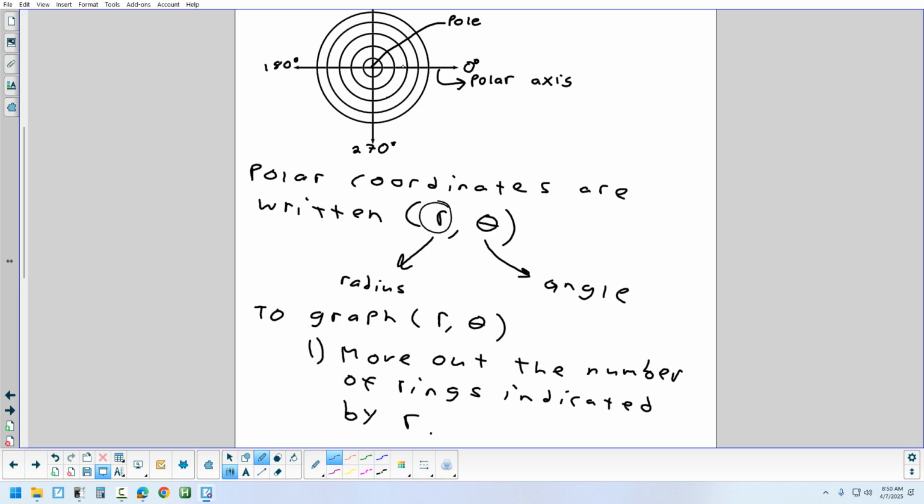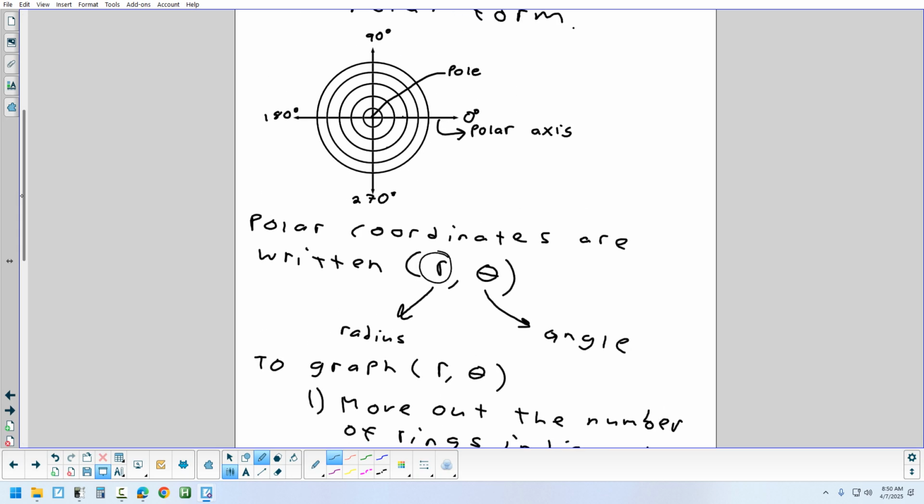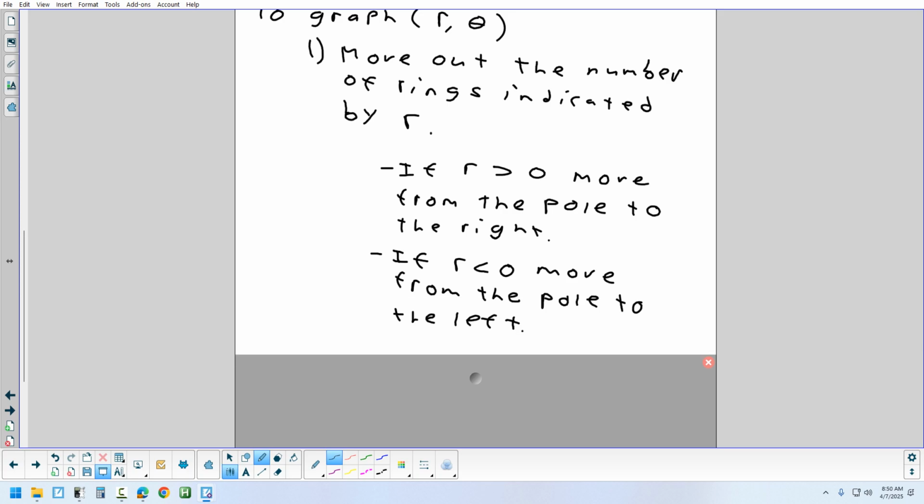Wait, so how could it go negative? Negative would mean to the left. It's not that it's negative distance, because negative distance doesn't really make sense. The negative just indicates a direction. So in that sense, r is kind of like x. You either start out going to the right, a certain number of units, or to the left, a certain number of units.